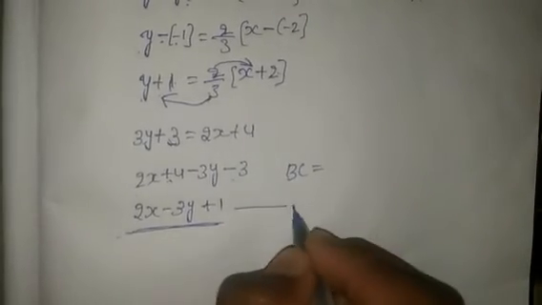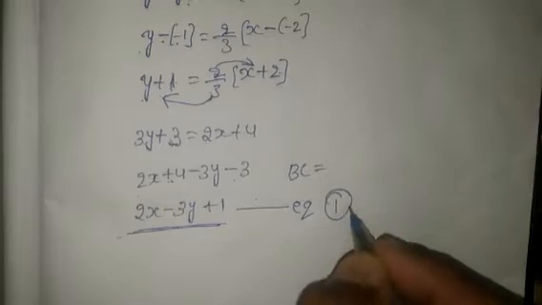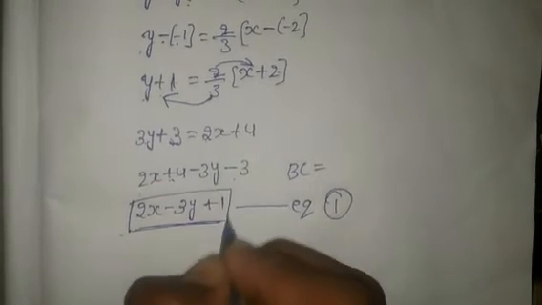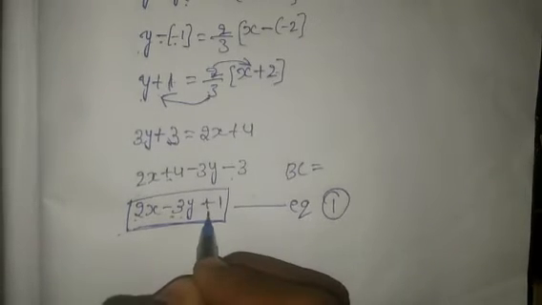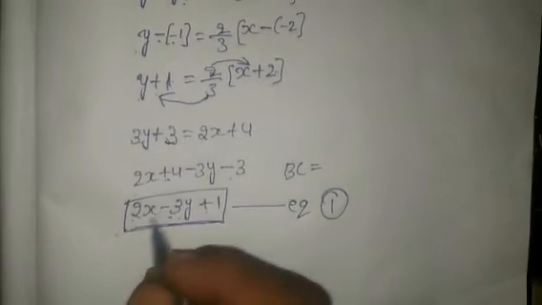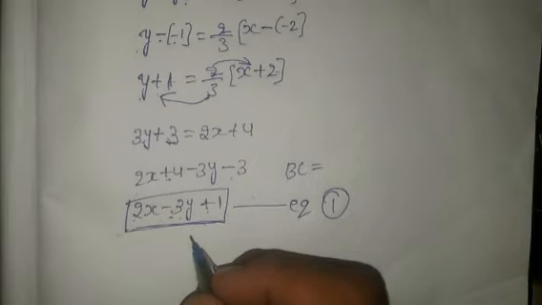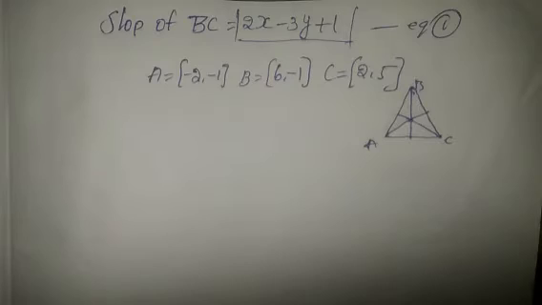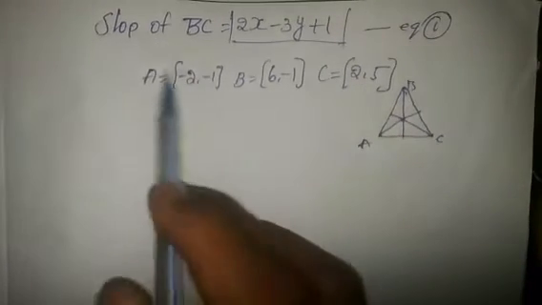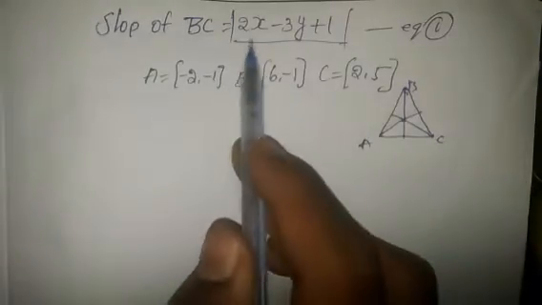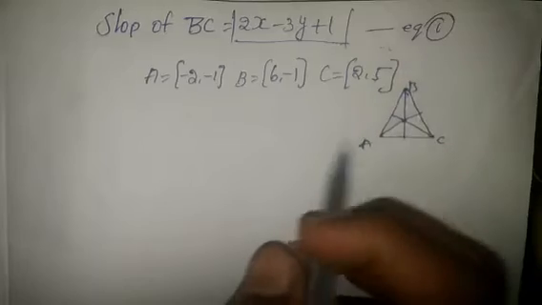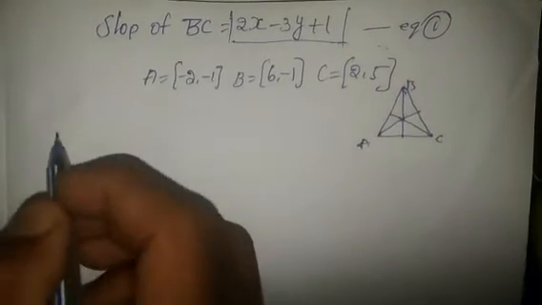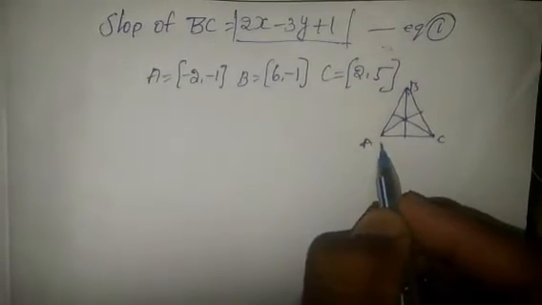This is called equation 1, 2x minus 3y plus 1. So it is called equation 1, the equation of BC. Okay friends, now we are finding the slope of BC, that is 2x minus 3y plus 1, and consider it as equation 1. Now we have to find the slope of AC.